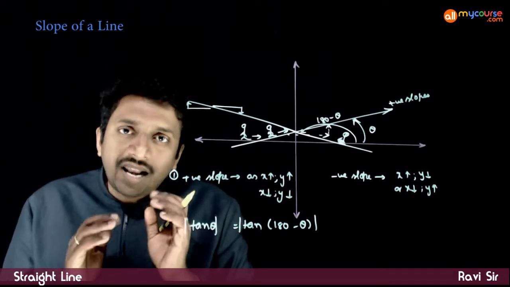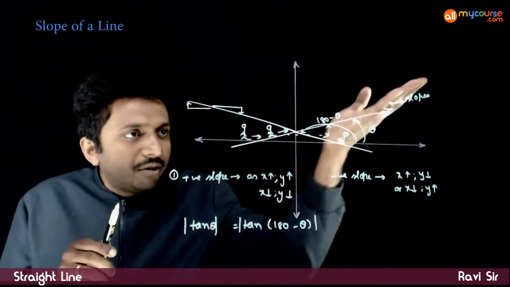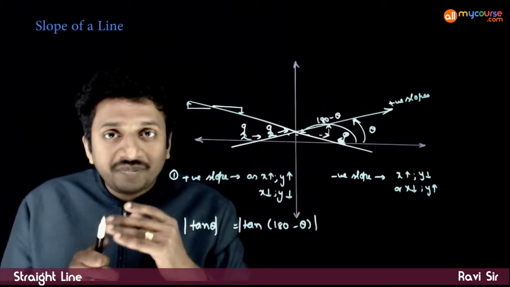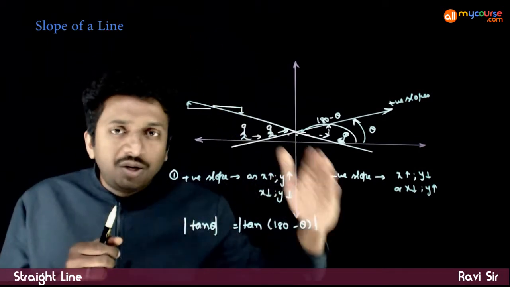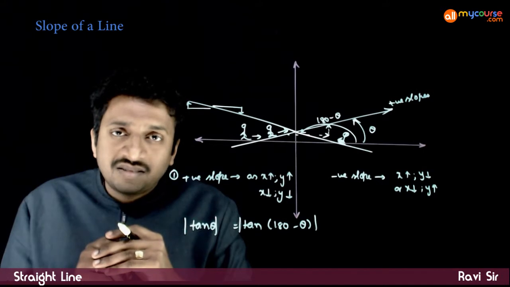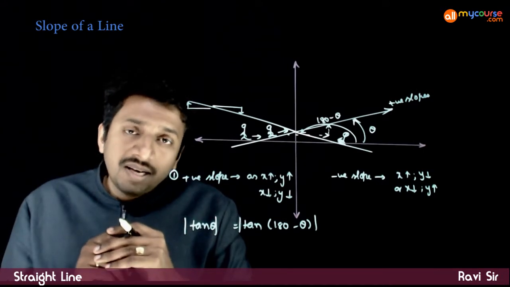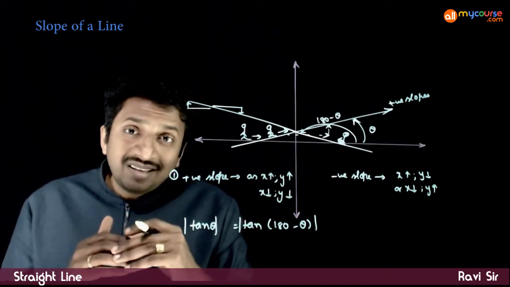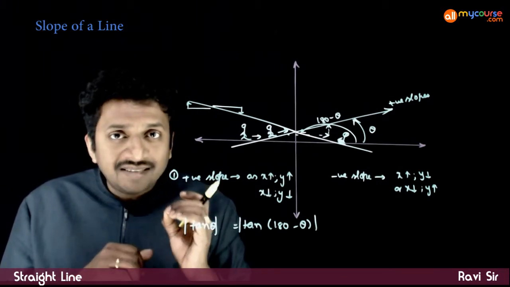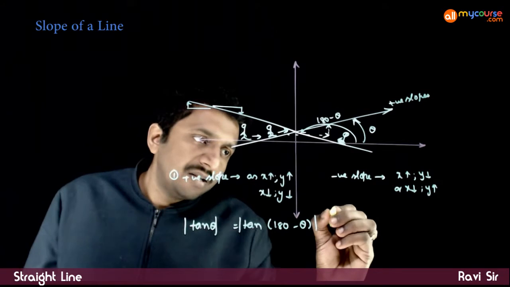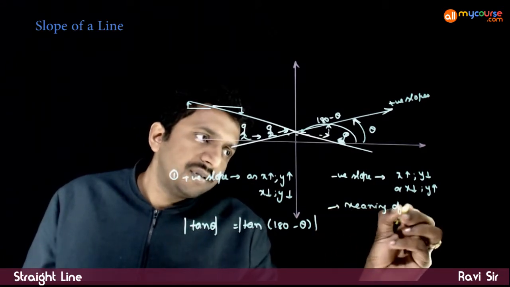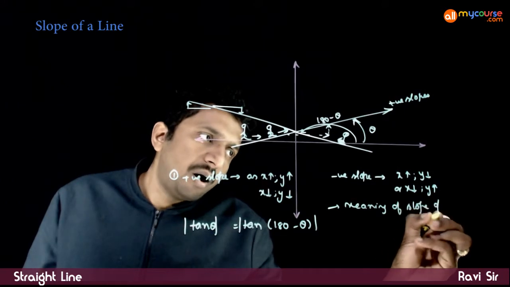Whenever you're given that a line has a positive slope, you have to draw a line like this in this direction. If you're given that the line has a negative slope, you need to draw a line such that it makes an obtuse angle with x-axis, right? Next, what is the physical meaning of the number that you have as the slope of the line? So what is the meaning of slope of line?